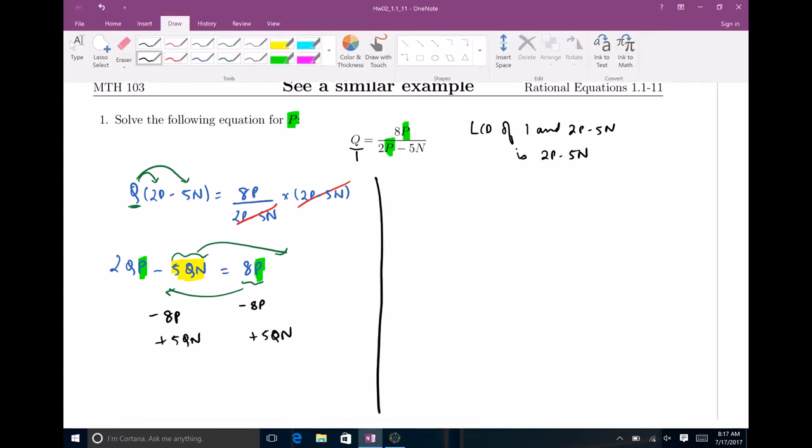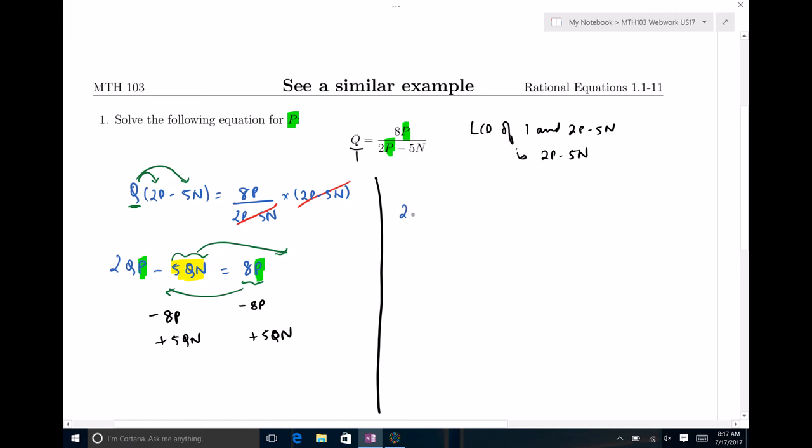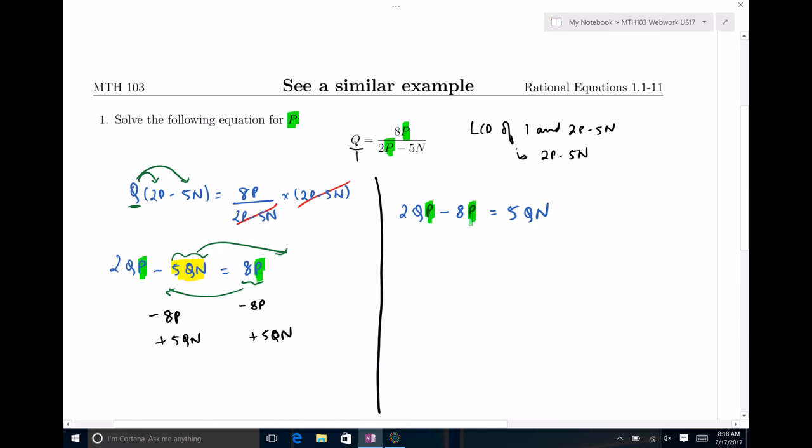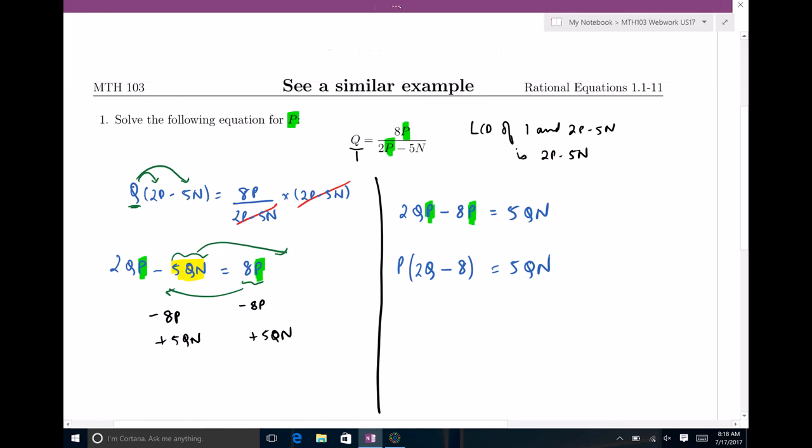This means that my equation now becomes 2qp minus 8p equals, remember we took 5qn over to the other side and it became positive 5qn. Since on the left hand side you have two terms that involve p, you can factor it out of the expression, and so you get p times (2q minus 8) equals 5qn, because when you factor out p from negative 8p, you get negative 8. To finish off and find the value of p, I'm going to divide both sides by 2q minus 8.